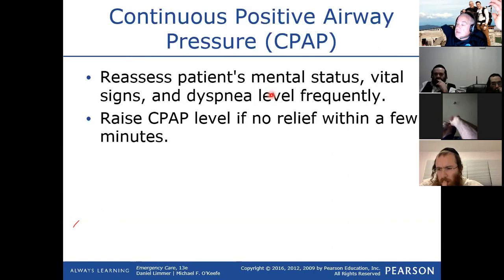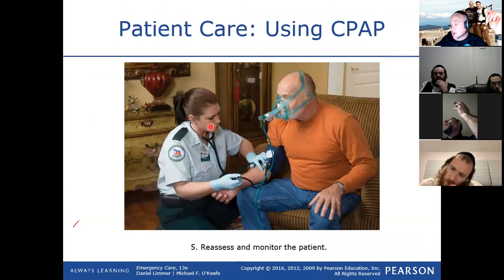Now, on the New York State protocol, they don't let EMTs raise the level of pressure, okay? Some states do, but in New York State, they don't let it. So you're stuck at 10, you're going to put it at 10 and you maintain it at 10. So you cannot change the levels of pressure or anything like that on it. Okay. Now we're going to reassess the patient, mainly looking at their blood pressure.